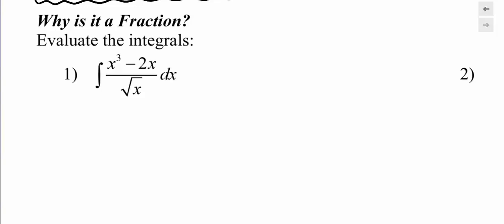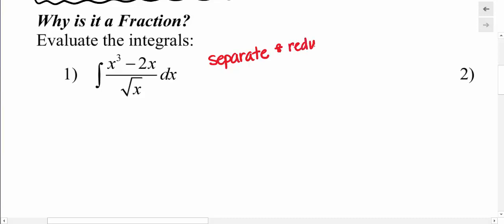So in question 1, I can see that this is not necessarily a U-substitution problem. This is a separate and reduce. And so we have been calling it that. You might call it something different, but we're going to say separate and reduce. You can also look at this as x to the 1/2 and maybe bring it up to the numerator as x to the negative 1/2. So maybe you look at it not as a division problem, but as a multiplication problem like so.